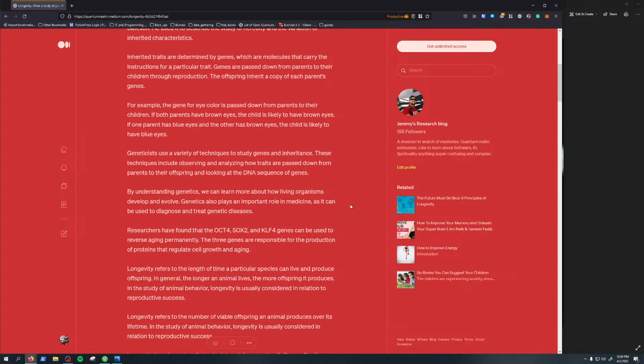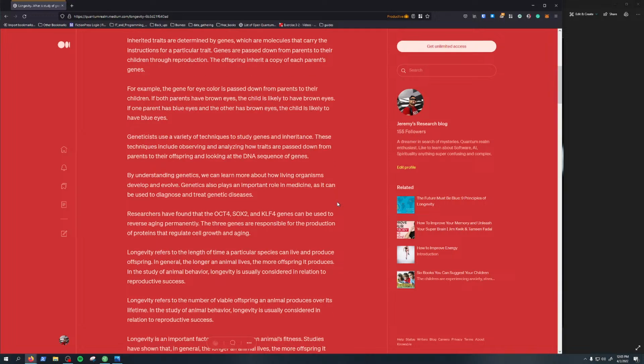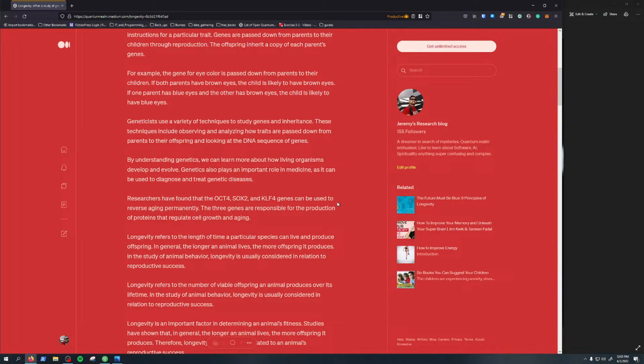It's pretty cool though. Geneticists use a variety of techniques to study genes and inheritance. These techniques include observing and analyzing how traits are passed down from parents to their offspring, and looking at DNA sequences of genes. By understanding genetics, we can learn more about how living organisms develop and evolve. Genetics also plays an important role in medicine, as it can be used to diagnose and treat genetic diseases.